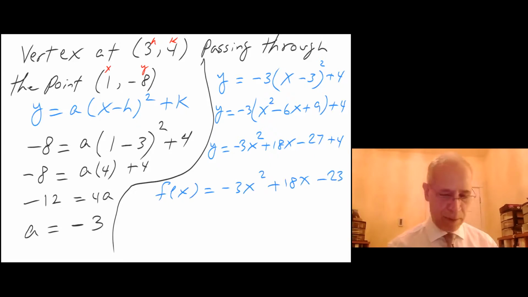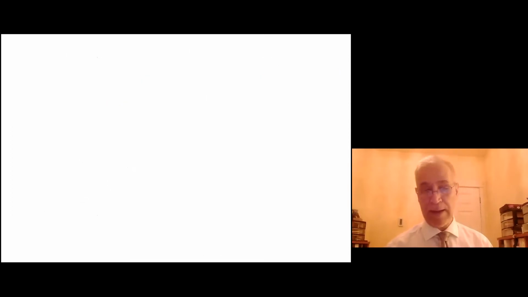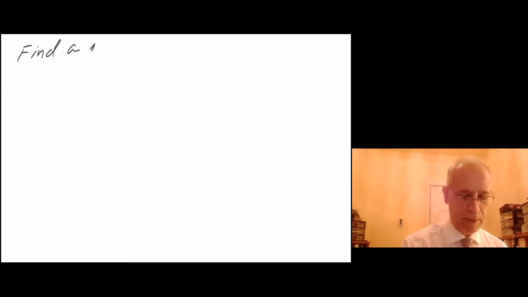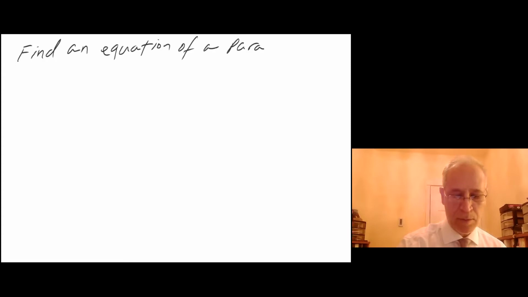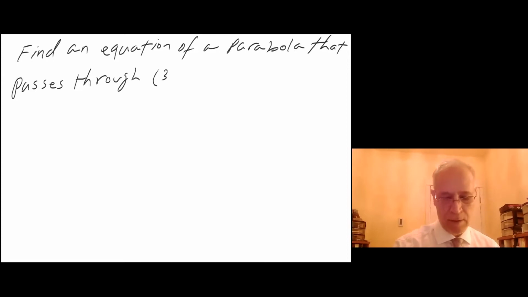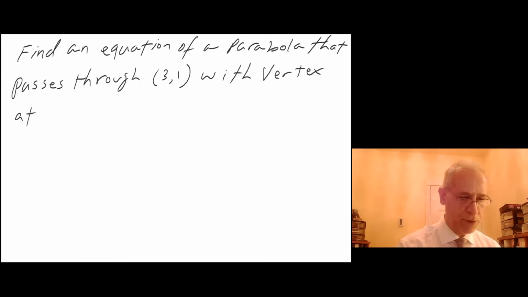Let's do one last example. Let me go to the next page and do one last example. Then I'll make a new video with a different type of information. So let's say, again, find an equation of a parabola that passes through, let's say, (3, 1) with vertex at (2, -3).